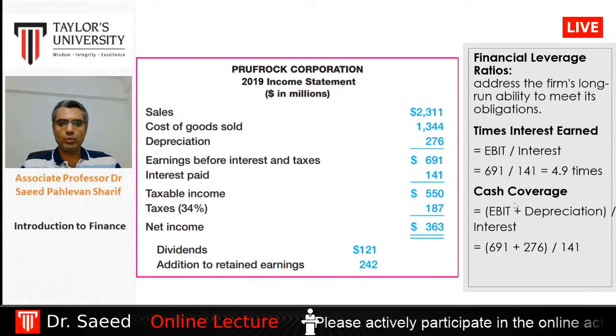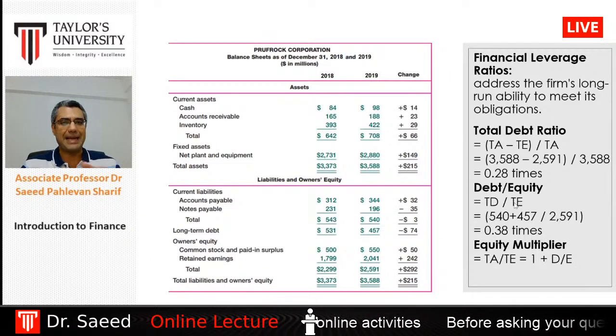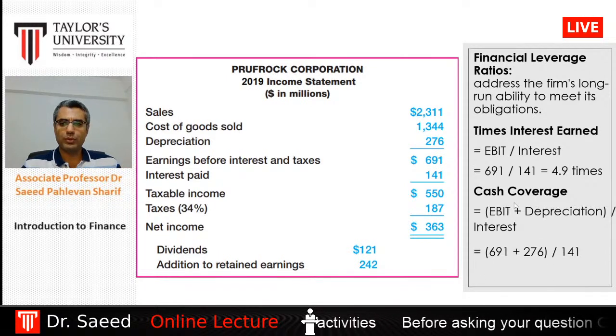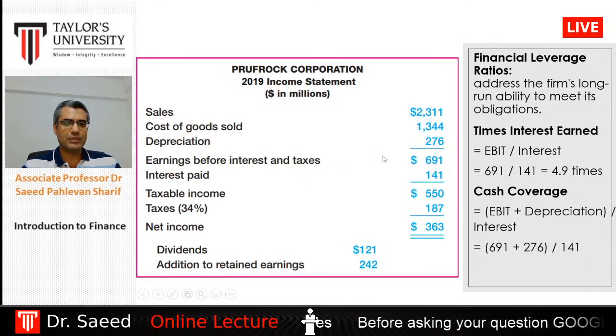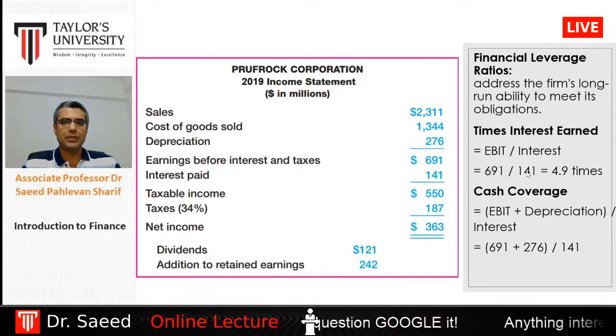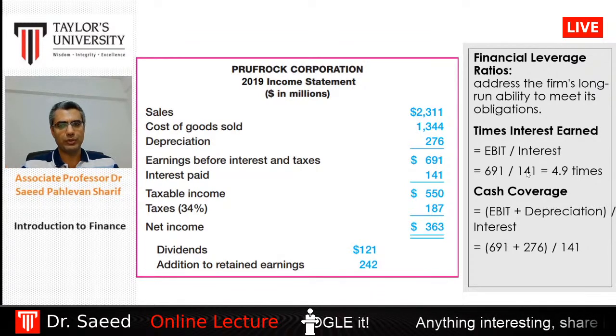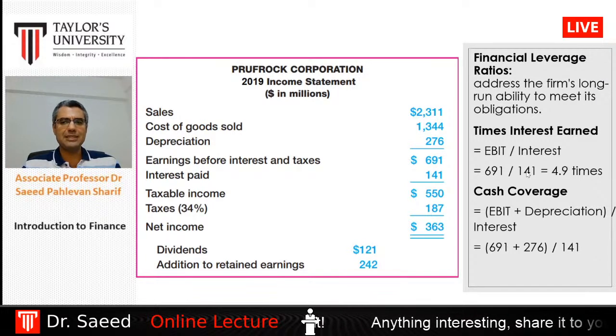There are two more ratios that we want to discuss in this part, which is about financial leverage ratios. One is times interest earned. The formula is earnings before interest and taxes divided by interest. In the previous one we used the balance sheet, but for this one we are using the income statement, right? So for times interest earned, we use earnings before interest and taxes, which is here $691, divided by $141 interest, which gives you 4.9 times. So for this company, the interest bill is covered 4.9 times over. This is measuring how well a company has its interest obligations covered, and it's usually called the interest coverage ratio.